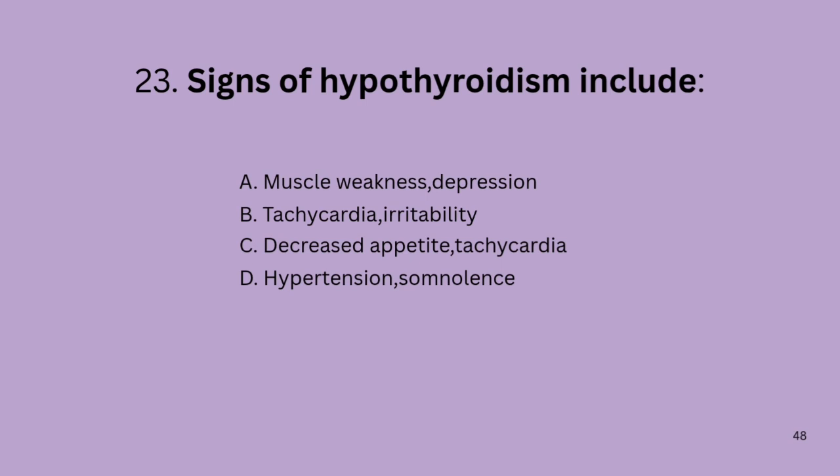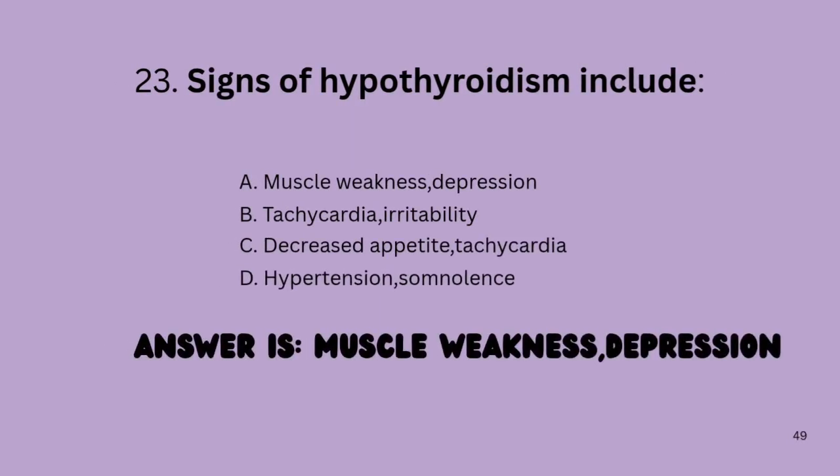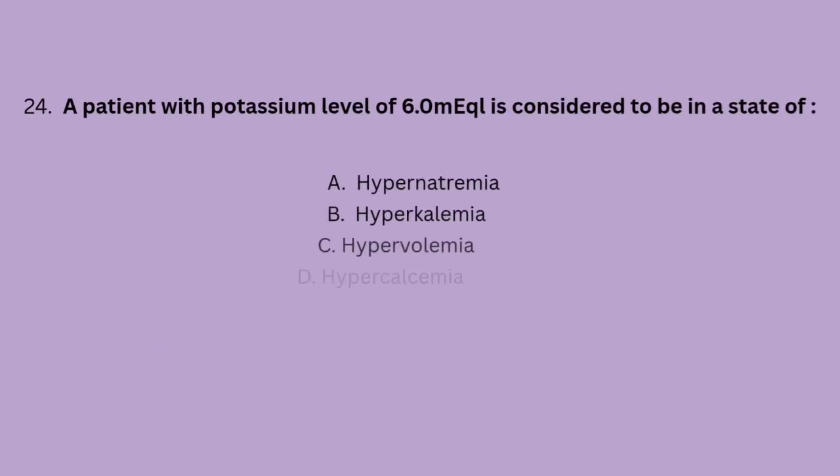Number 23. Signs of hypothyroidism include muscle weakness, depression, tachycardia, irritability, decreased appetite, hypertension, somnolence. The answer is muscle weakness, depression. Number 24. A patient with potassium level of 6 milliequivalents is considered to be in a state of hyponatremia, hyperkalemia, hypovolemia, hypercalcemia.